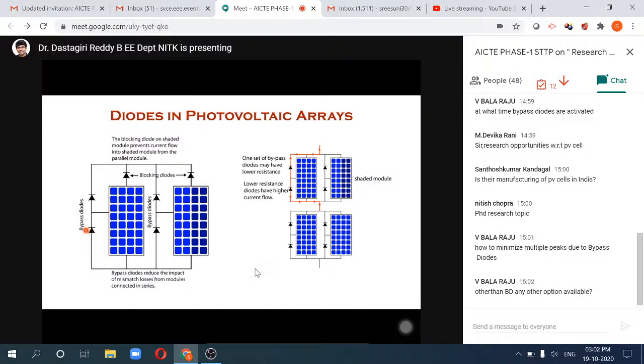Sir, other than the bypass diode, is any other option available? To my knowledge, there is no other option. Maybe you can come up with something new, maybe a lower-cost solution. Basically, industry works with techno-economic evaluation. Though your technology is very good, if it is super expensive, no one is going to take your solution.